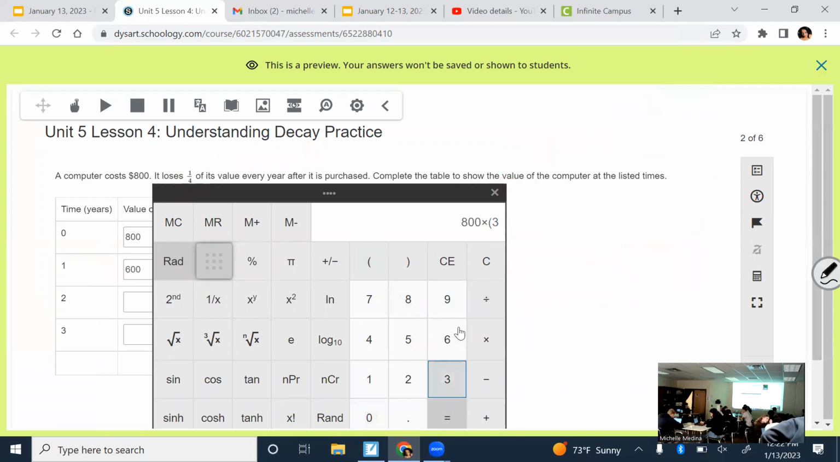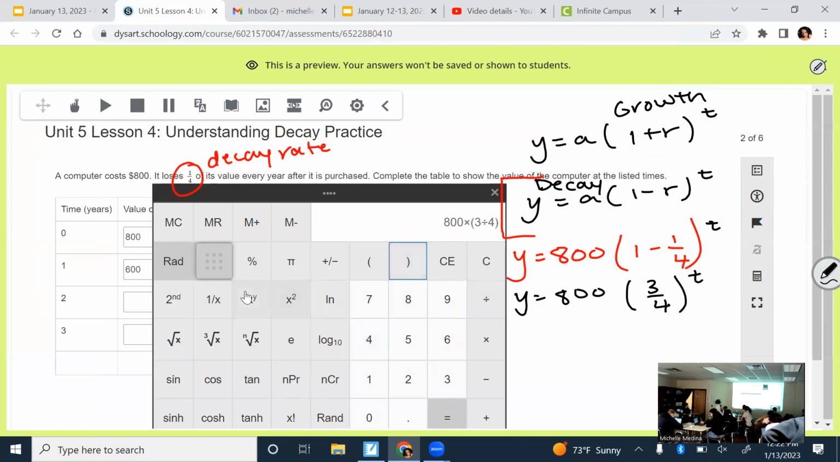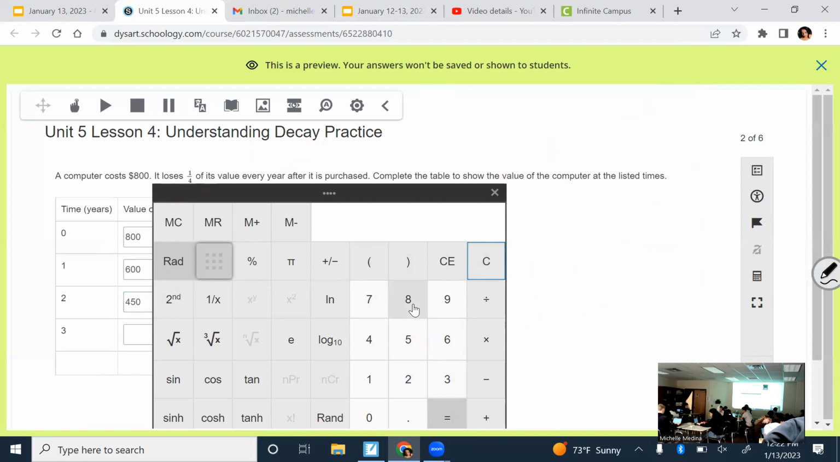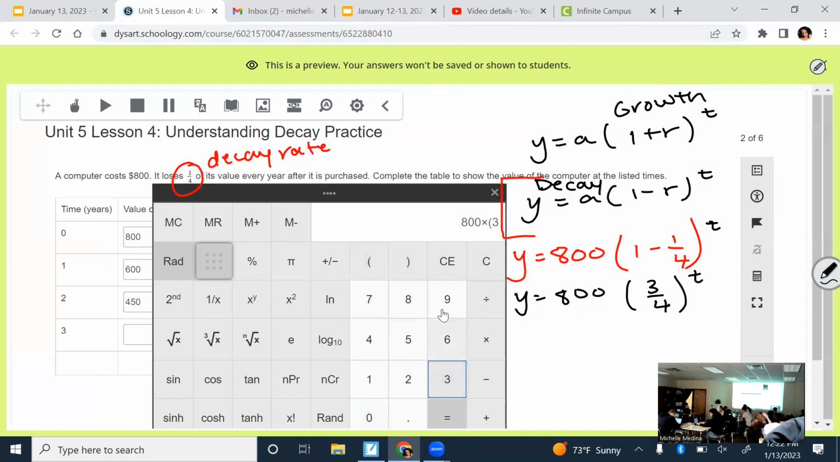800 times 3/4 to the second power. That's 450. And then one more that we have to find. 800 times 3/4 to the third power is 337.5.